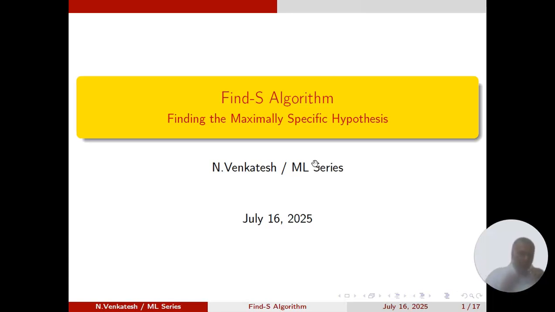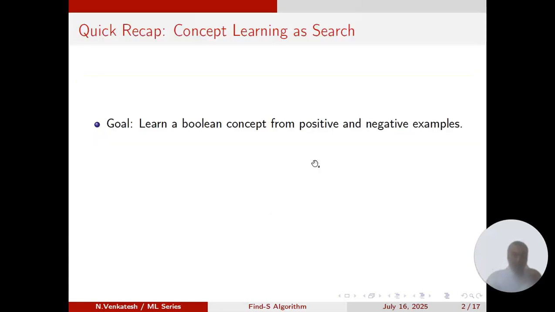In this lecture, we will be discussing our first machine learning algorithm called FindS, which takes a data set of positive and negative examples as input and finds the best hypothesis that satisfies all the positive examples in the data set. Okay, so let us quickly recap what we discussed in the last class.